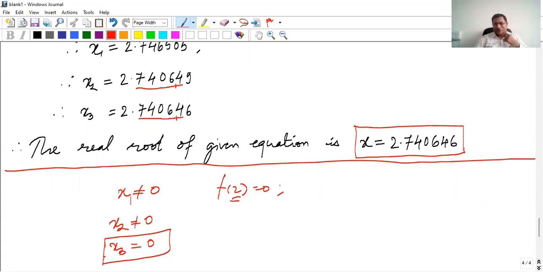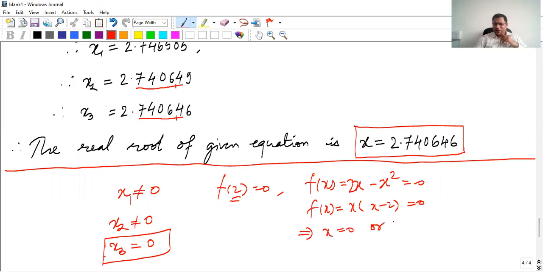For example, I'll give you the polynomial f of x is equal to 2x minus x square. Here you can say f of x is equal to x times (2 minus x), that is, x times (x minus 2) up to sign, equal to 0. This implies x is equal to 0 or x minus 2 is equal to 0, so x is equal to 0 or x is equal to 2. Here you are easily able to get the roots, so we don't need a numerical method to solve it. Okay, sir, I got it.